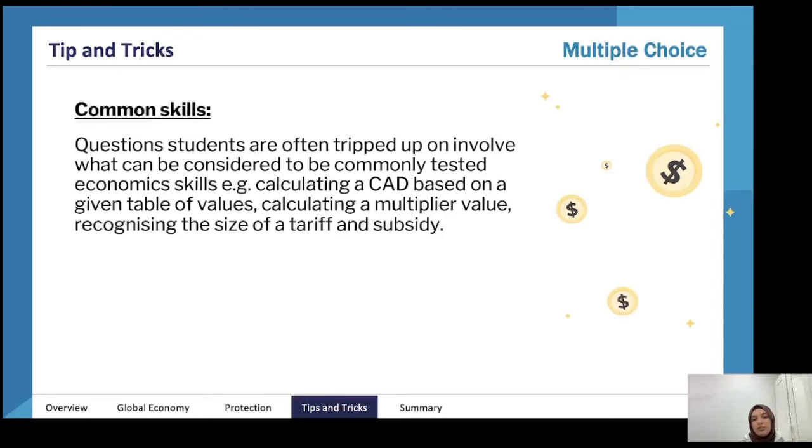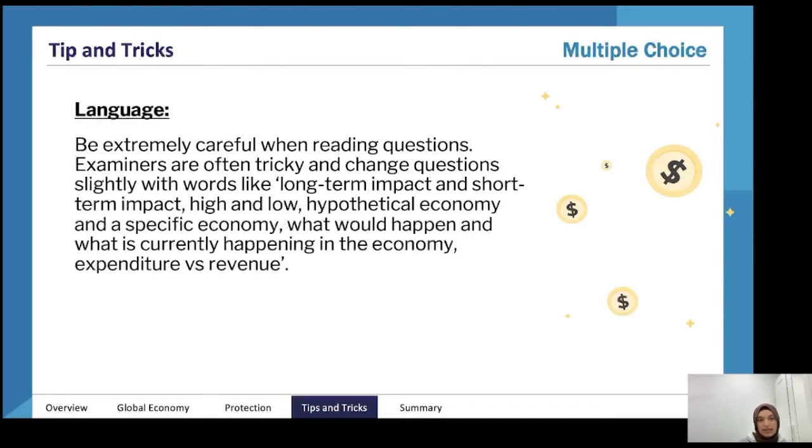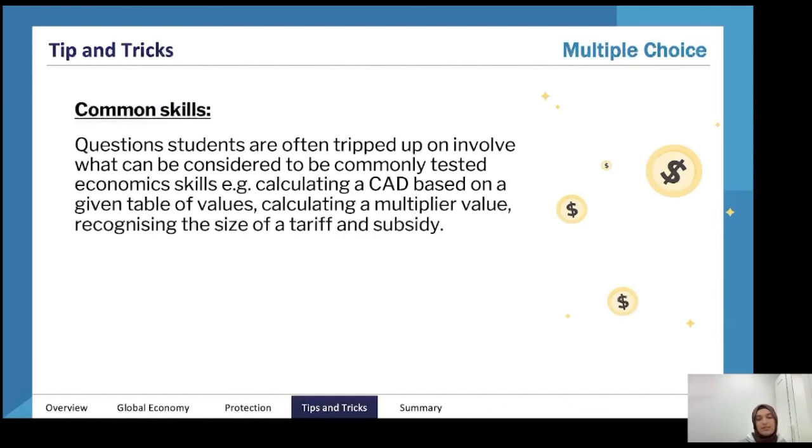Those are really commonly assessed, so please make sure that you go back to past papers, look at them, attempt them, and then also attempt to mark them. Go through the marking guidelines, see where you went wrong and where you went right, and then if you have questions, it's a great time to ask your teachers or your tutors, whoever is available to help you out. So again, language: please be extremely careful when you're reading the questions. Common skills: make sure you know your common skills, and they're commonly assessed, so you can always check the past papers.